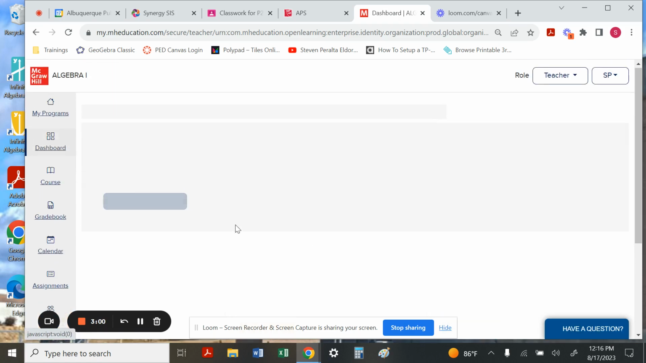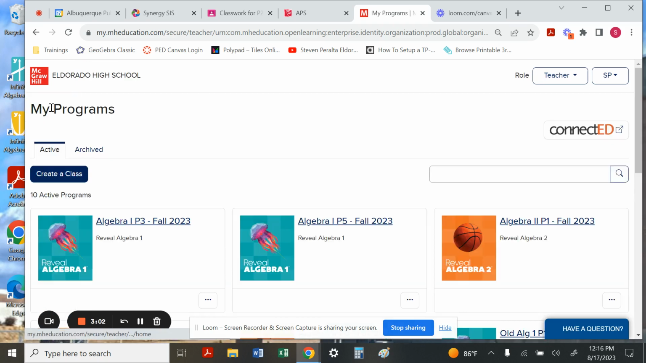Let me go back to these programs here. So this is your classes. You'll notice it says El Dorado High School. If it doesn't say that, there are some of you that have different classes that are online that you might be taking, not only from El Dorado, but from some other schools. It could be E-Academy, it could be any of those different types of things. Make sure you're in El Dorado High School to access this.